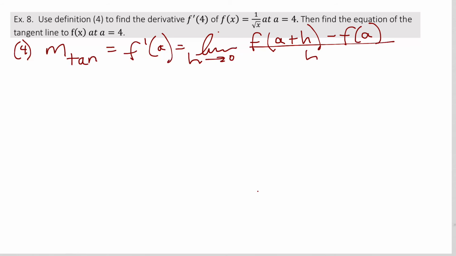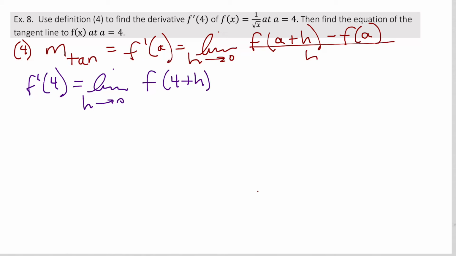So example 8 says use definition 4 again to find f prime of 4. So the slope of the tangent line is the derivative evaluated at x is equal to 4. Alright, so we're going to use the limit definition of a derivative. Alright, so let's do our substitutions. We've got f prime of 4 is equal to the limit as h approaches 0 of f of 4 plus h minus f of 4 divided by h, which is the limit as h approaches 0.